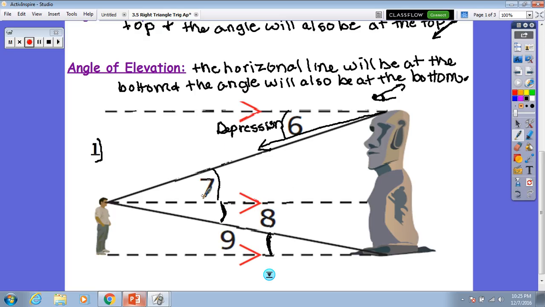Alright, for angle 7, the horizontal line is at the bottom. Therefore, the line that forms the angle to make angle 7 is going up. And that makes this an angle of elevation. Alright, would you go ahead and try to identify what angle 8 would be and what angle 9 would be? So find the horizontal line and then trace the other side of your angle and determine whether it's going up or down. You have to start at the angle.